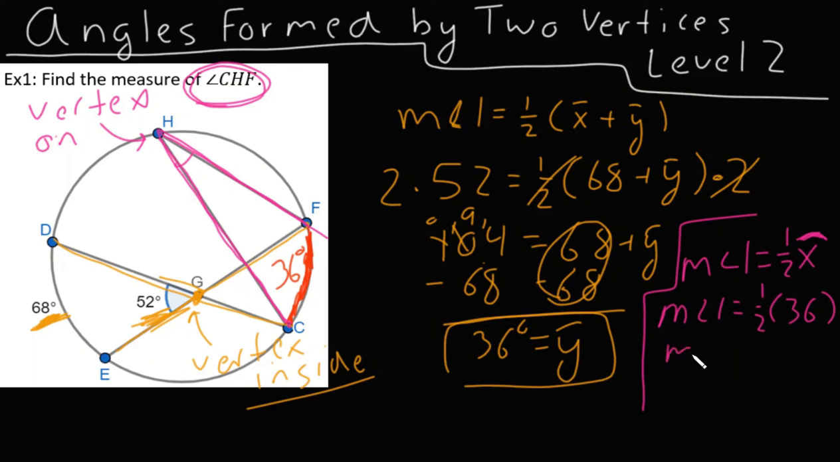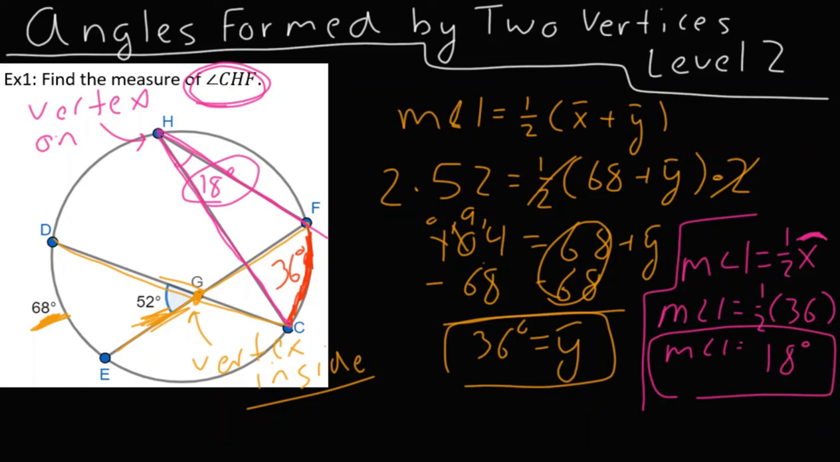And remember, when two things are side by side, they're being multiplied, and we know that 1/2 times 36 is essentially asking us what is half of 36, and that is 18 degrees. Okay, and it turns out the answer to the question is going to be 18 degrees.